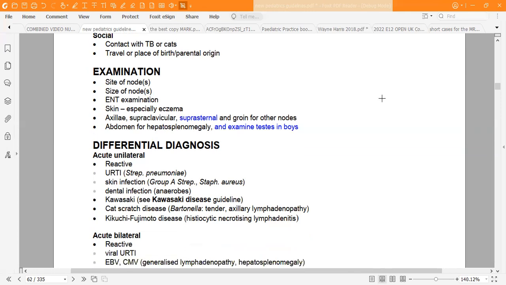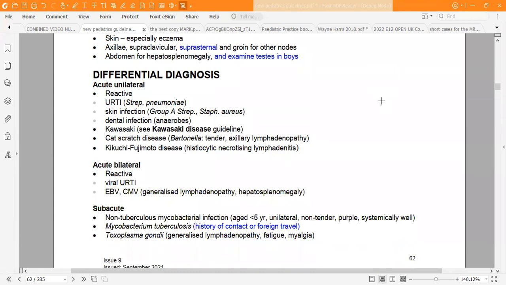Okay, differential diagnosis. What's your differential diagnosis here? It depends whether you have a unilateral cervical lymph node or bilateral lymph nodes, and whether it is acute, subacute, or chronic. All this depends on your differential diagnosis according to your case. So if you have acute unilateral, this could be reactive due to upper respiratory tract infection, strep pneumoniae, or skin infection, group A strep or staph, or dental infection. For example, if he has dental caries, cavities in his teeth, and has an enlarged cervical lymph node, you have to be very reasonable here.